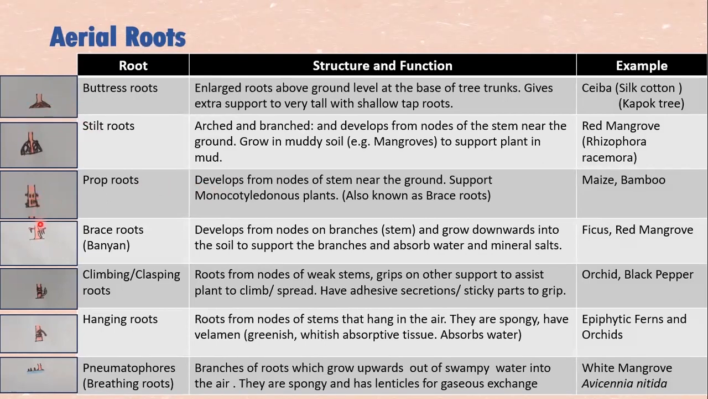Now we go to brace roots. And notice we said prop roots are also known as brace roots. Brace roots are also known as banyan. We'll explain banyan when we look at the photos of brace roots. Then we come to climbing or clasping roots. Then we come to hanging roots. Then we have pneumatophores or breathing roots. Now, after having notes on these aerial roots, let's look at how they are and how they hold on.